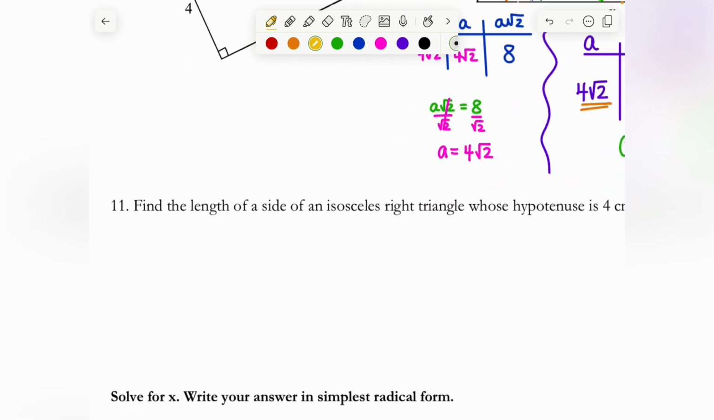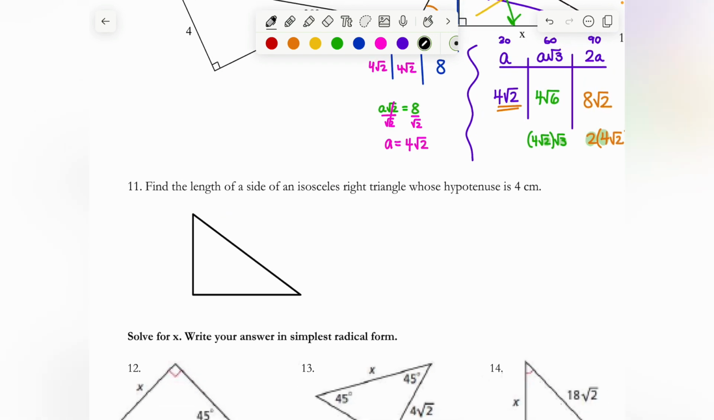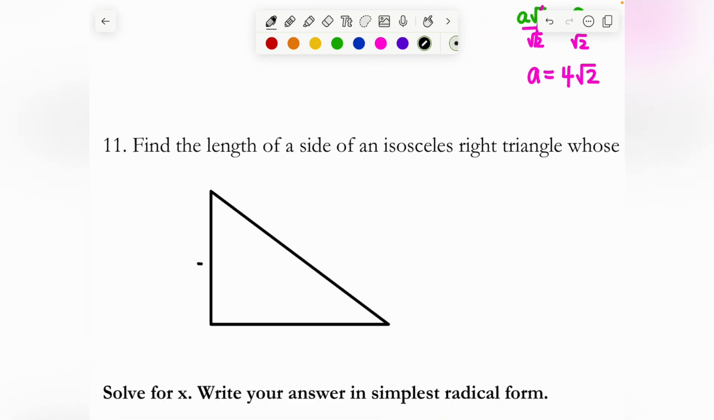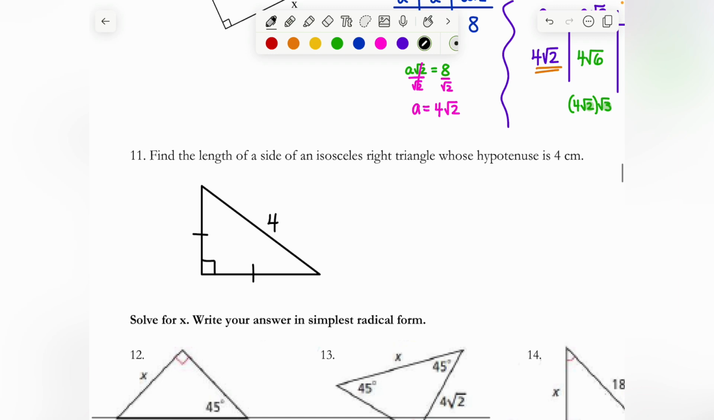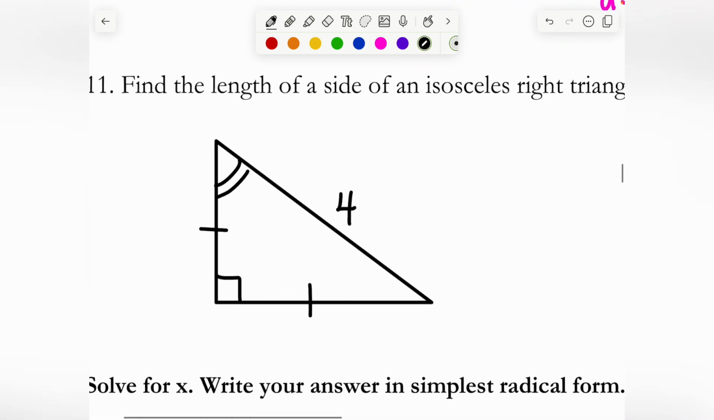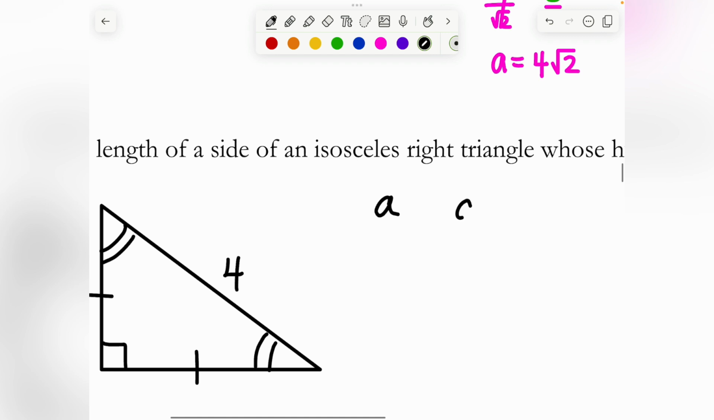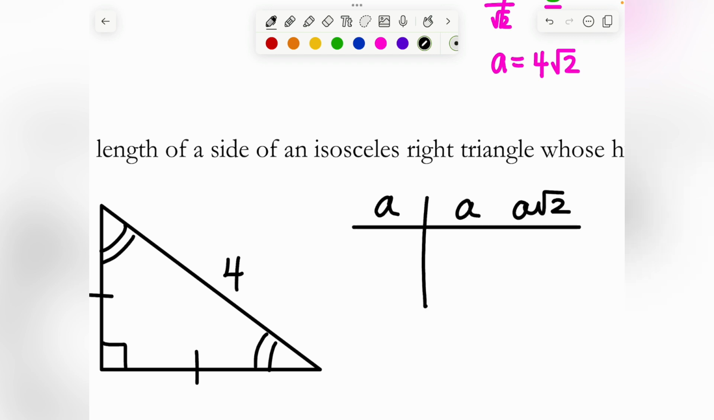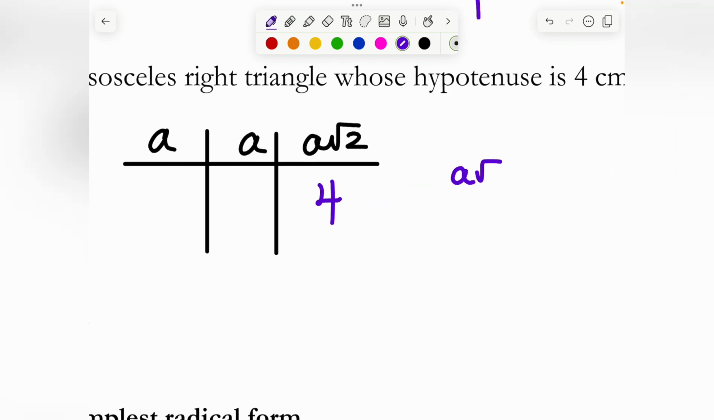And then really fast, looking at number 11, it says find the length of a side of an isosceles right triangle whose hypotenuse is 4. So isosceles right triangle is a 45, 45, 90. Okay, it has to be because these have to be equal since the sides are equal. So this is just an a root 2. The hypotenuse is always across from the 90. So we are just going to say, okay, well, that side is 4, and we're going to do the trick. We're going to say a root 2 equals 4.